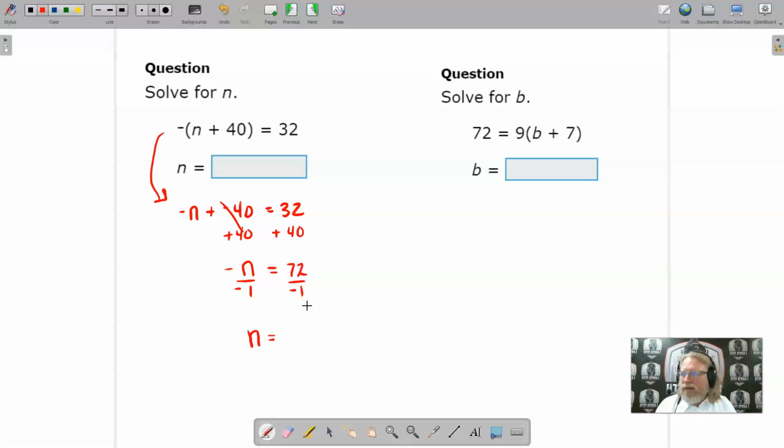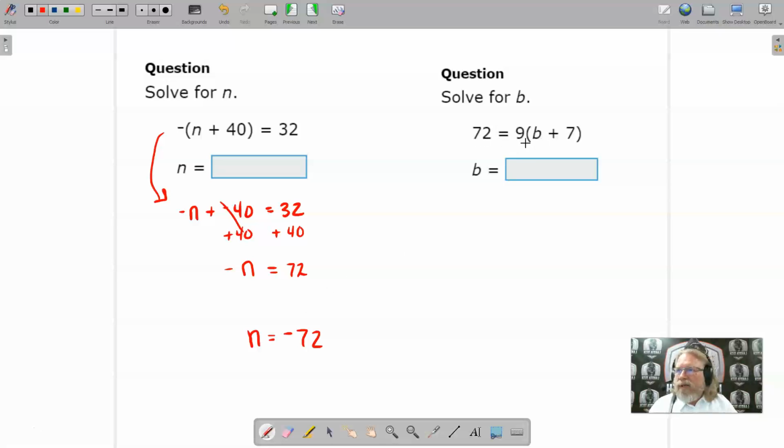And 72 divided by negative 1, positive divided by negative is negative, and 72 divided by 1 is 72. So I want you to look at what happens whenever you divide by this negative 1 here. What happens? We simply just change the sign of each of them. So I have a negative n, I want a positive n. So I'm just going to make the negative a positive, but over here I have to change this over here. So this was a positive, it becomes a negative. And whenever you do that, what's happening is you're dividing by a negative 1.